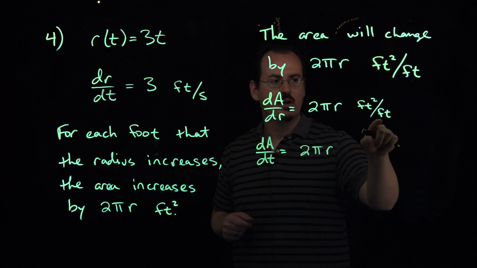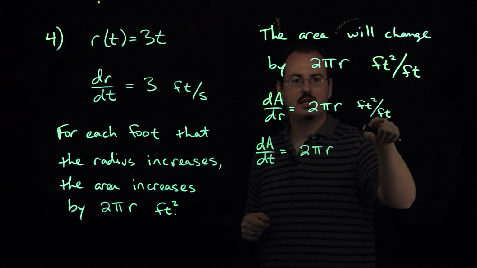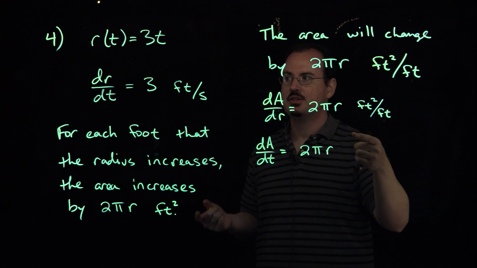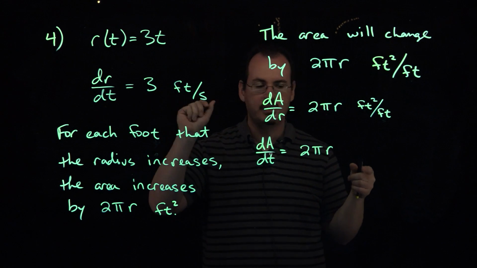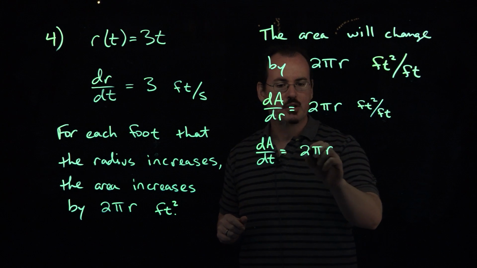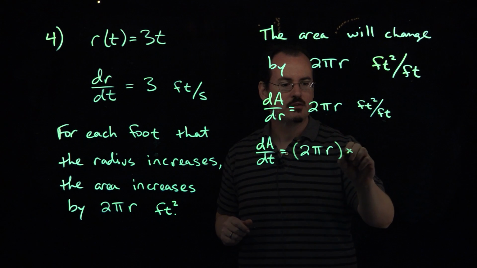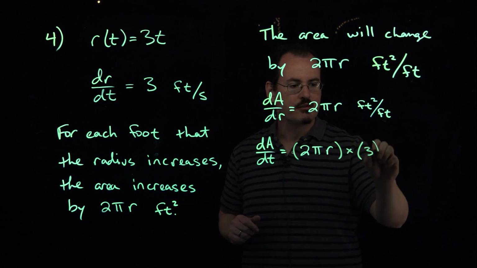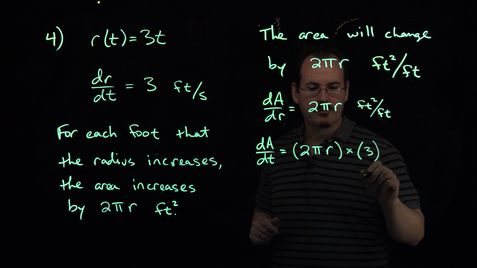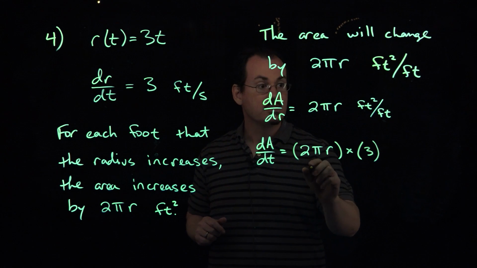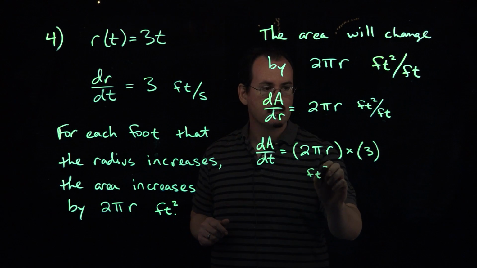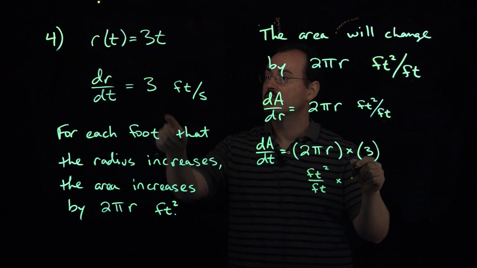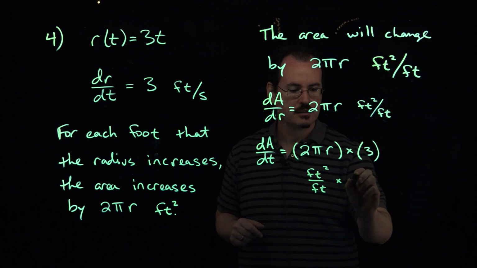And so what we can notice here is that, again, this is for every 1 foot change in the radius, the area will increase by that much. But how much is the radius actually increasing every second? It's increasing by 3 feet per second. So really what I want to do is multiply this thing by 3 to figure out how much the area is going to change for every second. Okay? And again, if you look at the units on this thing, the units of this we said were feet squared per foot. And then if I multiply this by this, this was 3 feet per second.